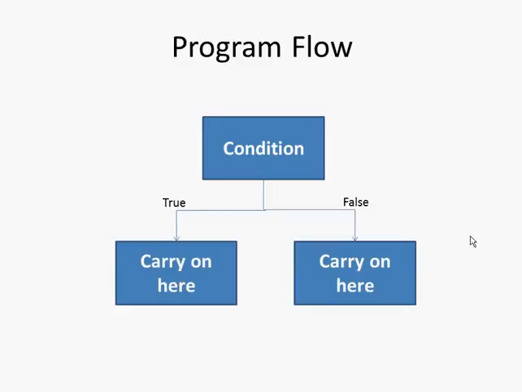The term program flow is quite a simple concept to grasp. It's just the idea that a program can go in more than one direction because of decisions, because of conditions, and this example here helps to show that. Branching is a term that can also be used for decisions, for selection, etc.